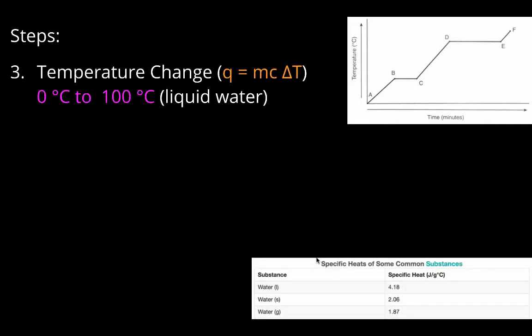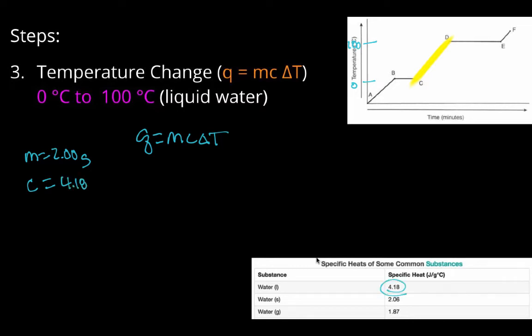Third step, I'm back to another temperature change. So I'm in a slanted part of the graph, so I'm going to use Q equals MC delta T again. Mass is still 2 grams. C, this time I'm in between 0 and 100, so this is going to be liquid water. So this is 4.18 joules per gram degree Celsius.